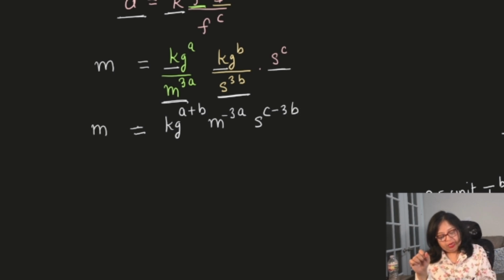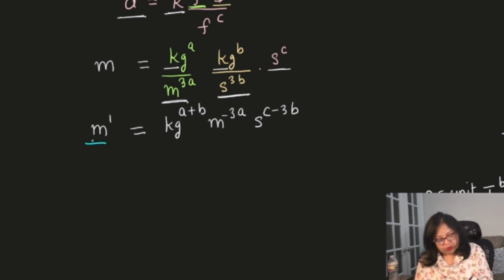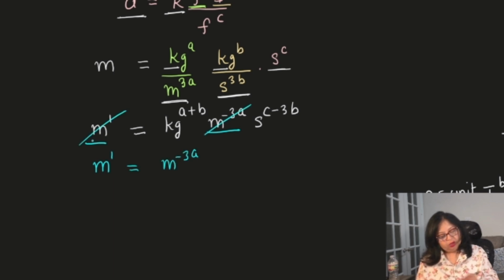And on the left hand side, I still have meter to the power 1. What do I do next? Now I want to compare the terms with same base on either side. So on the left hand side, I have meter to the power 1. Right hand side is meter to the power minus 3A. So that's meter to the power 1 equals meter to the power minus 3A. So here, these are gone now. But on the right hand side, I'm not done yet. I still have this kilogram to the power A plus B and seconds to the power C minus 3B. This is still left.